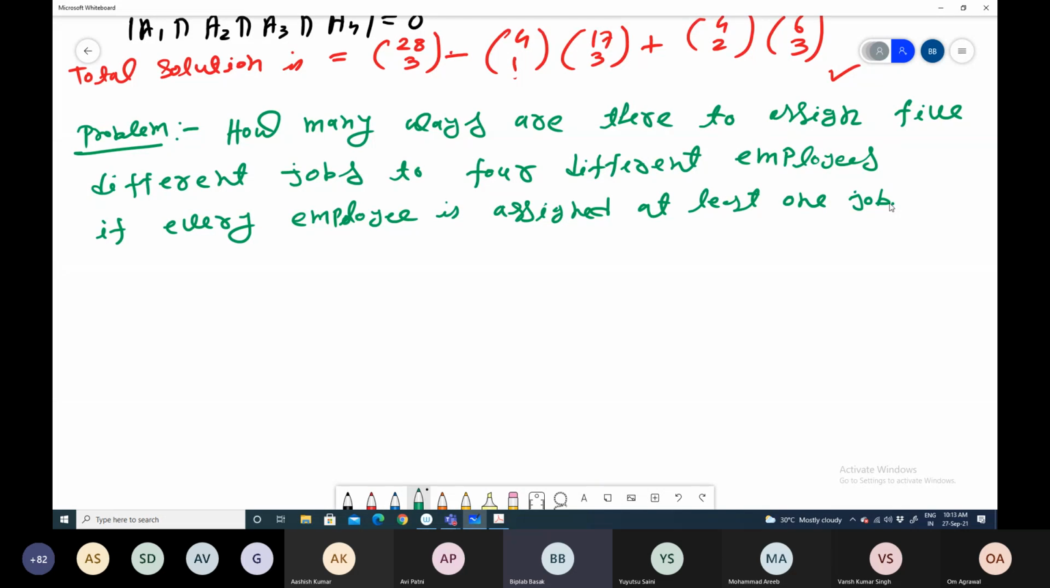Okay, so the question is, you have 5 different jobs and 4 different employees, and you want to assign the 5 different jobs to the 4 employees in such a way that each employee is assigned at least one job. So it must not happen that you give all 5 jobs to one employee. Again, we will use that inclusion exclusion formula to solve this problem. So here is the solution.